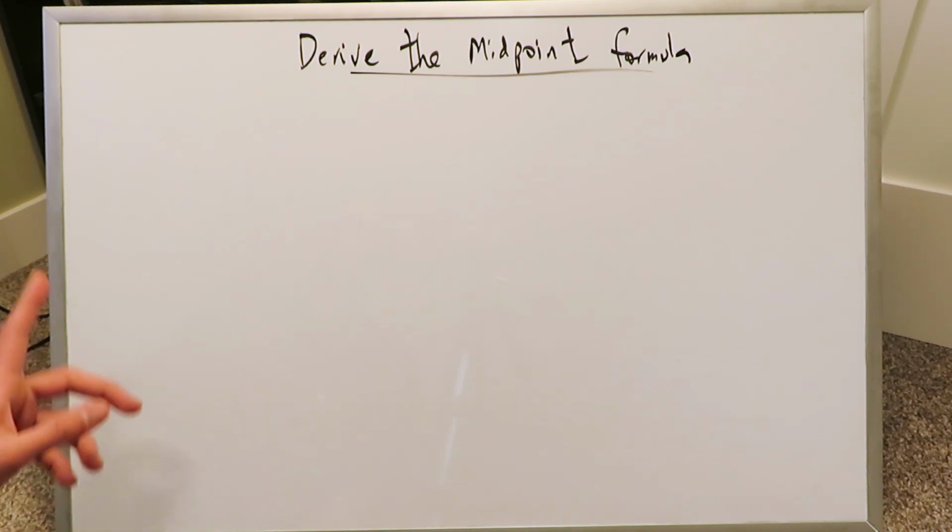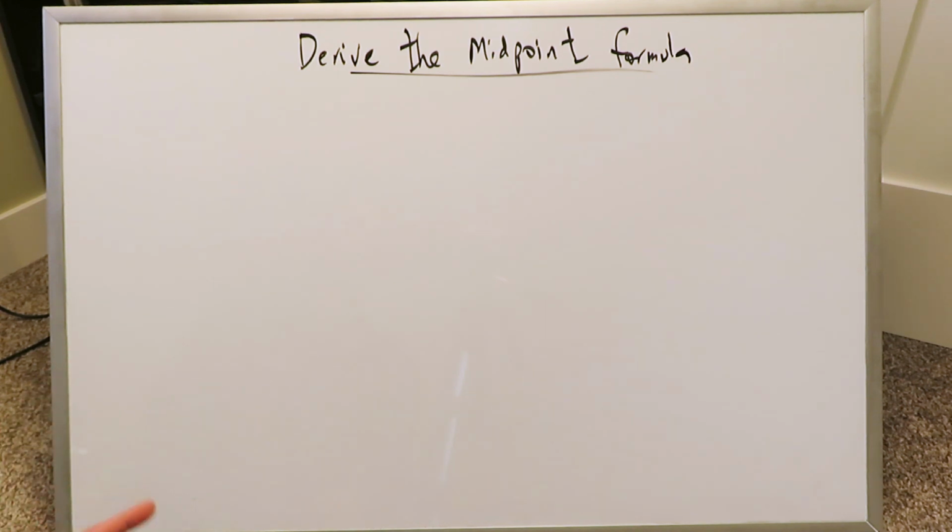I'm Mr. Ish. We're looking here at the derivation of the midpoint formula, a very important formula of coordinate geometry. We know what the formula is and we'll get to it at the end of the video. We're showing you how we derive this formula.